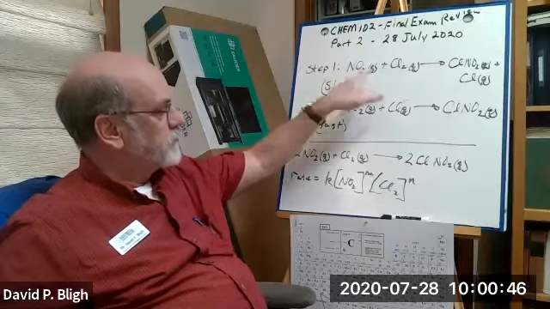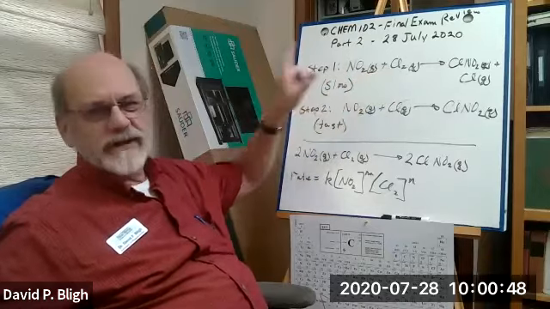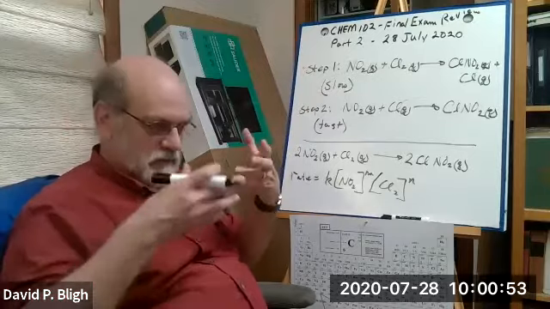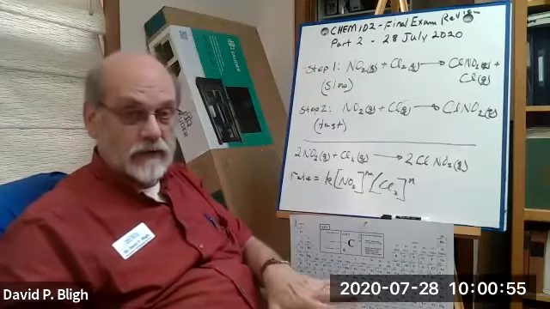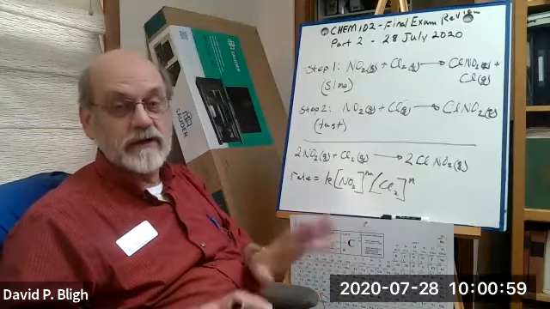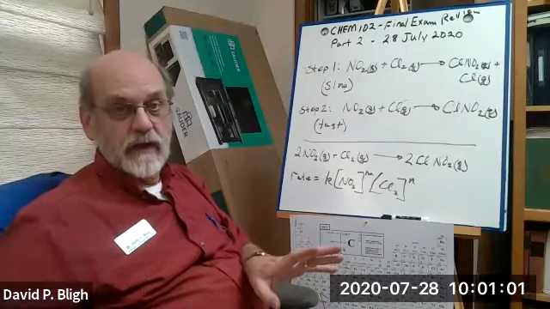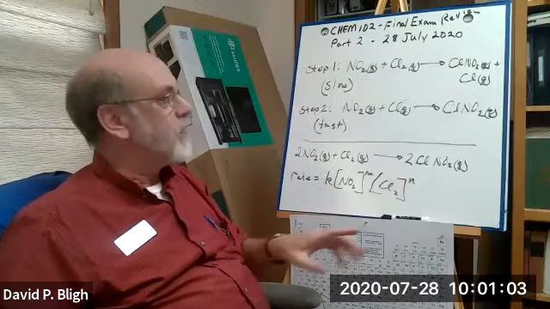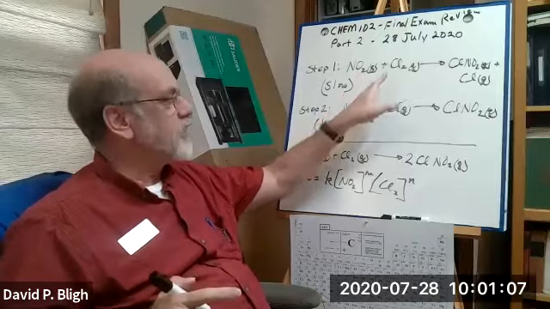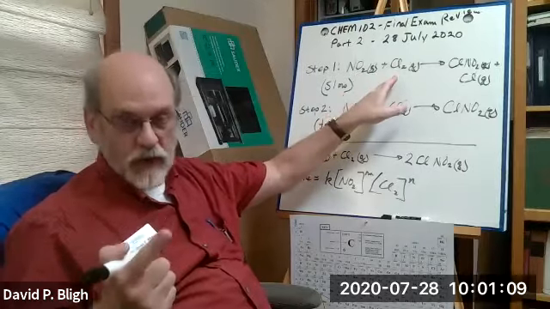Coefficient here is 1, coefficient there is 1. What does that mean actually? In terms of the molecular level of activity, it tells you the molecularity of the reaction. The molecularity in terms of NO2 is 1. Molecularity in terms of Cl2 is 1.